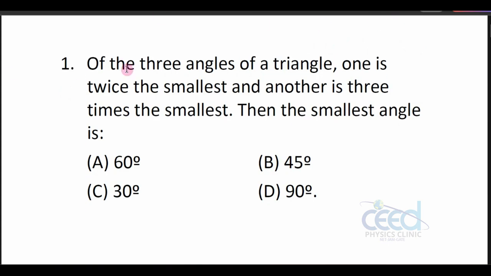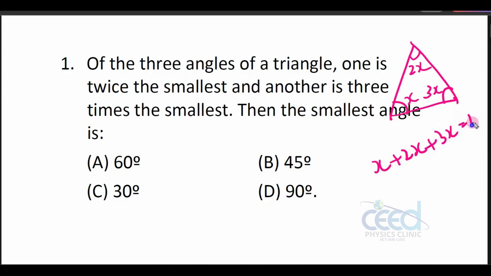Alright. Problem is, of the three angles of a triangle, one is twice the smallest and another is three times the smallest. Then what is the smallest angle? See, in a triangle, one angle is x, the other angle is twice of this angle, and the third angle is thrice of this smallest angle. Then the total sum we know is 180, right? So that is 180.